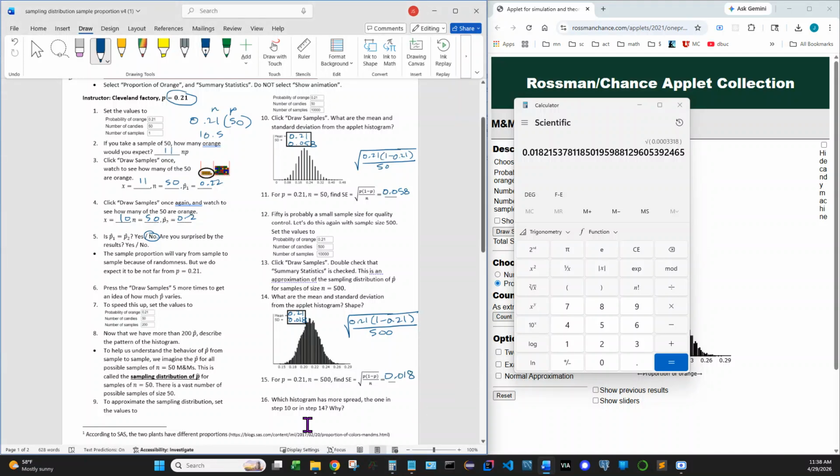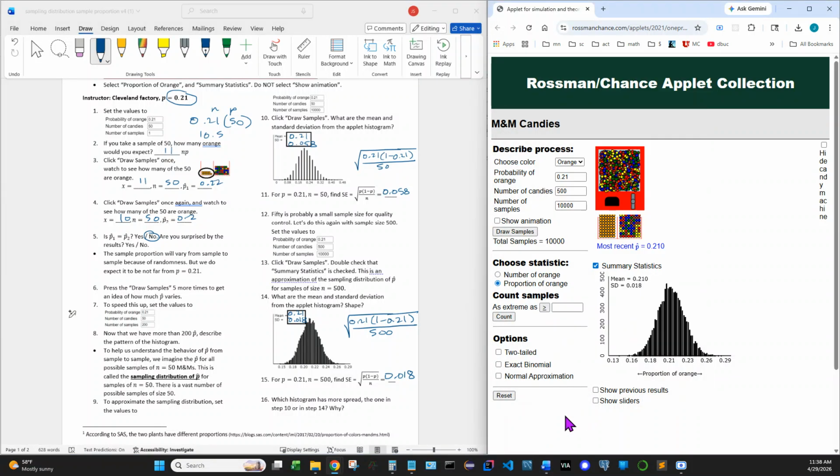Okay, so here in step 16, which histogram has more spread? The one in step 10 or the one in step 14? Well, the one in step 10 has a standard error of 0.058. The one in step 14 has a standard error of 0.018. So the one in step 10 has more spread, and that's because it has a smaller sample size. So we see that the larger the sample, the less the standard error for p-hat.